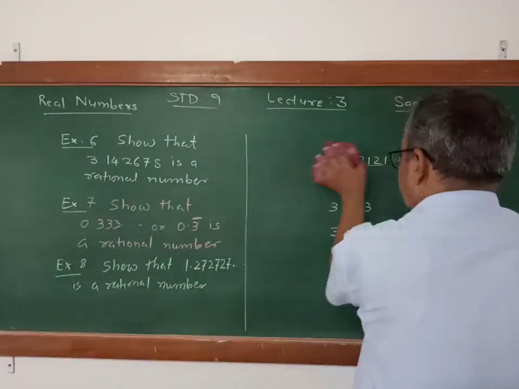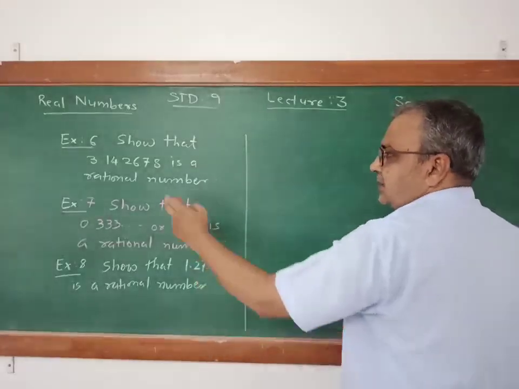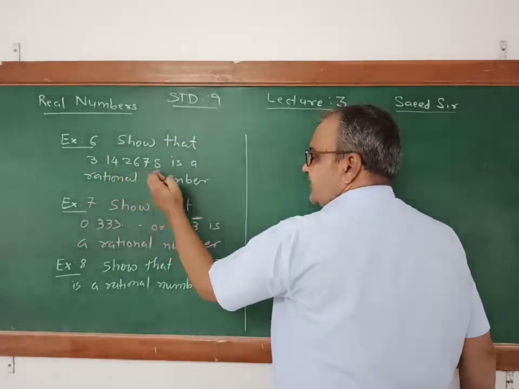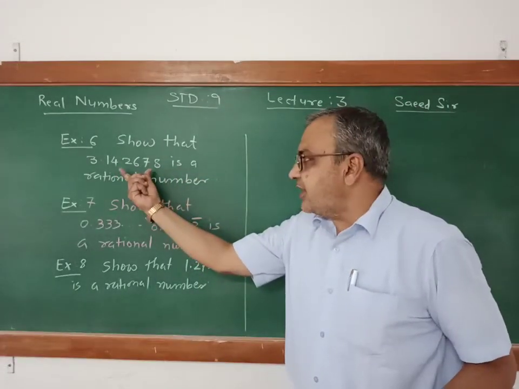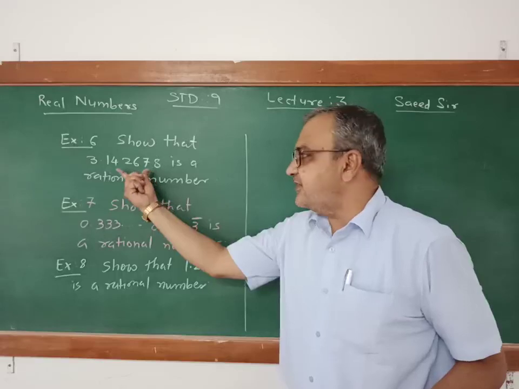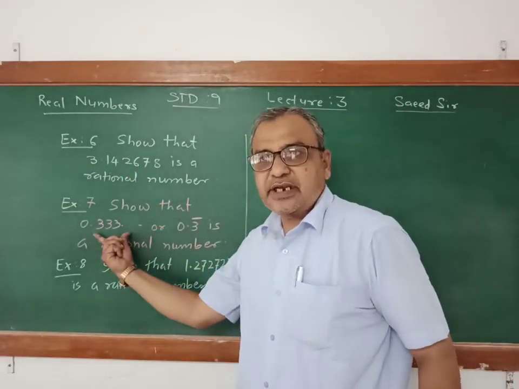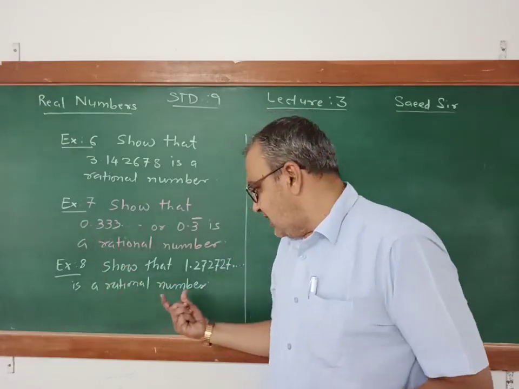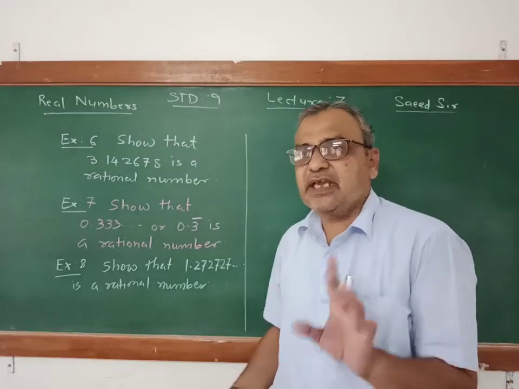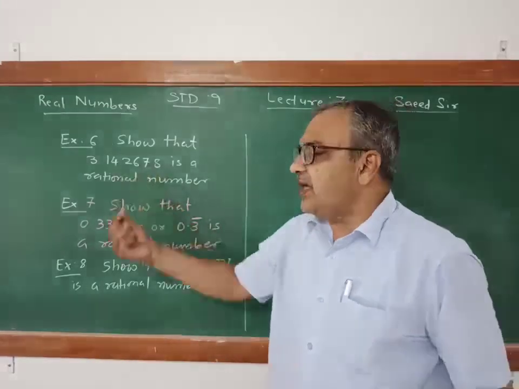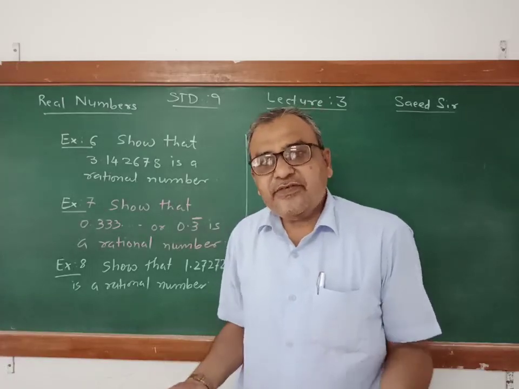Now let us solve example number 6. Show that 3.142678 is a rational number. Now this is a terminating decimal. In the next example, it is a non-terminating repeating decimal, and in the next example also it's a non-terminating repeating decimal. Now when a decimal is a terminating decimal, then it is very simple.